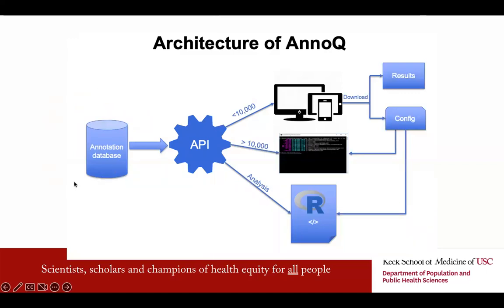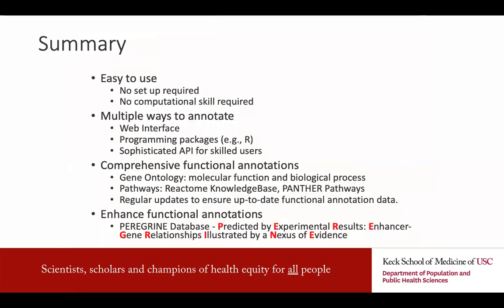We build an annotation database and an API with complex queries to access the database. And then there are 3 different ways to access this API to retrieve the data. For the interactive one, we can save the results from the website, or we can also download a configuration file. These files can be used in the other ways when you retrieve the data or annotate the data. And this is a summary.